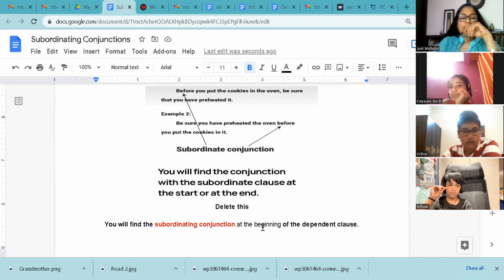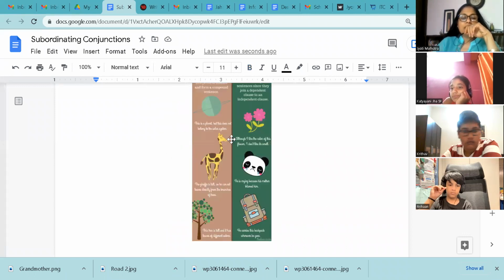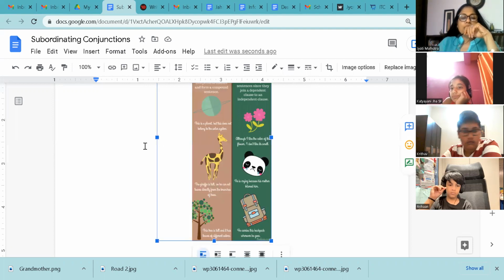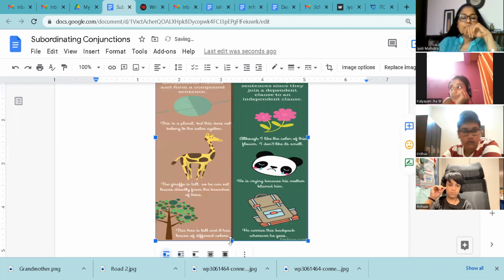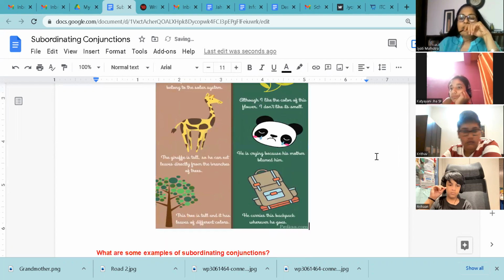Okay. So this is how it goes. Now, let me show you something else. Here you go. This is the difference between coordinating conjunctions, children, and subordinating conjunctions. Let's have a look.